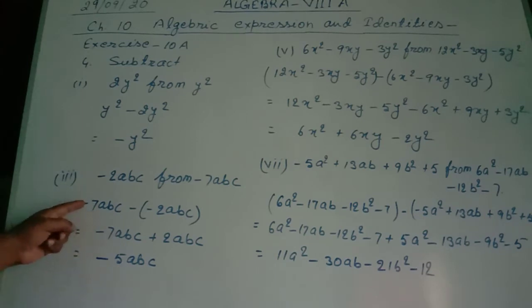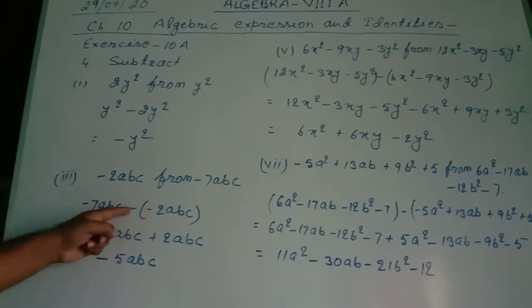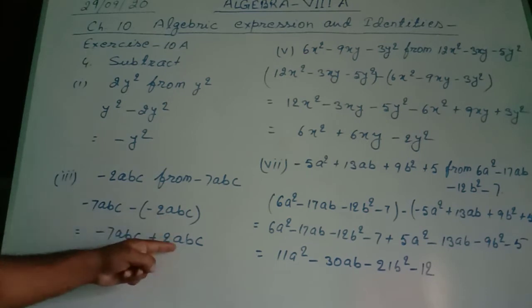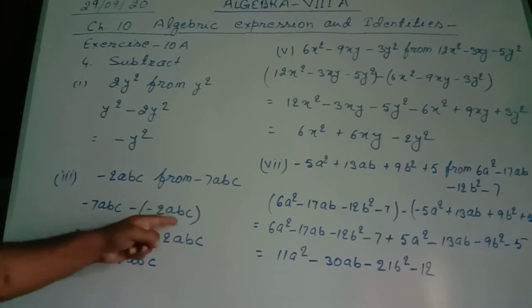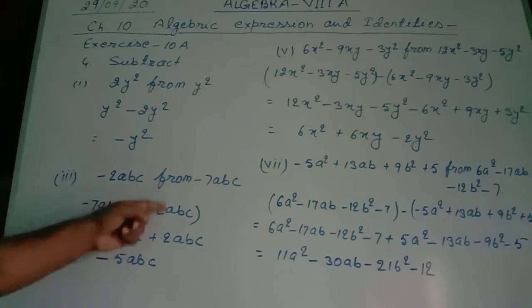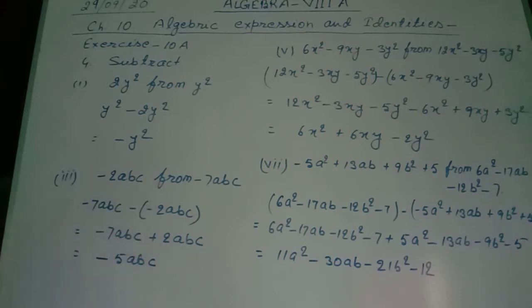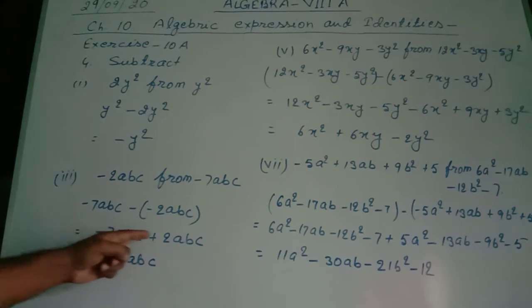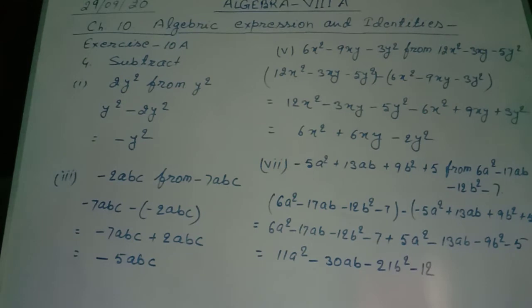Now in this step, minus 7abc and this minus minus becomes plus 2abc. Minus 7abc plus 2abc. Now again we multiply these two signs. Minus plus minus, we are getting minus. It means we will subtract, smaller from greater. 2abc is smaller and 7abc is greater. So we will subtract 2abc from 7abc. So we got 5abc. I wrote here 5abc.